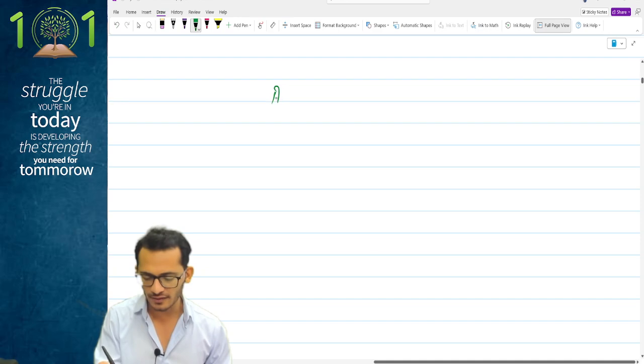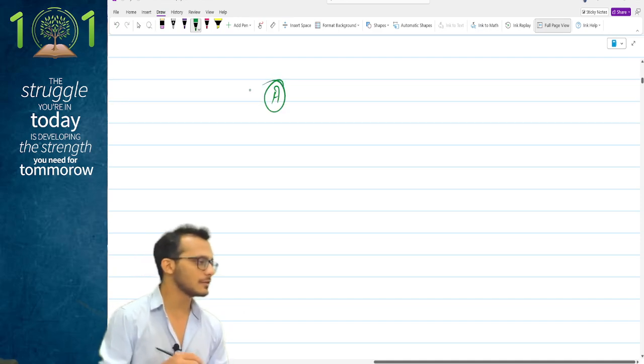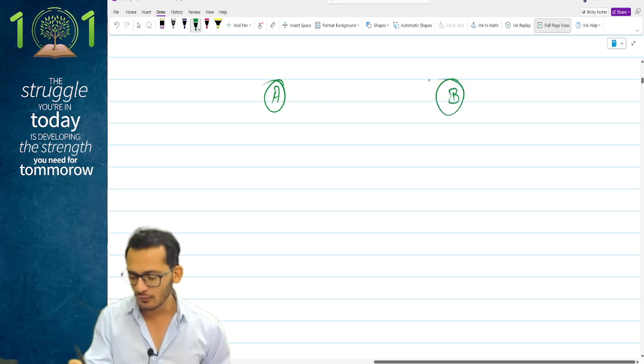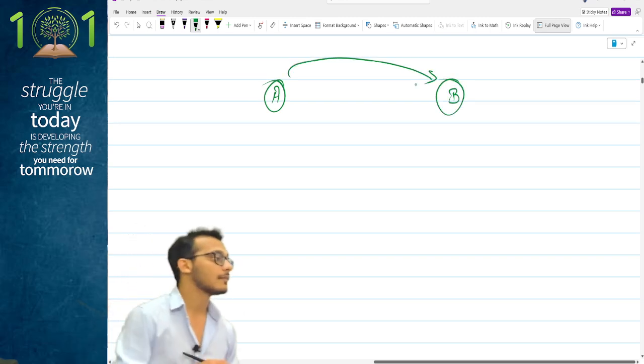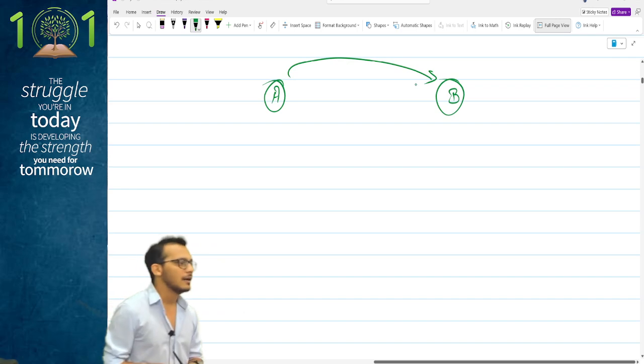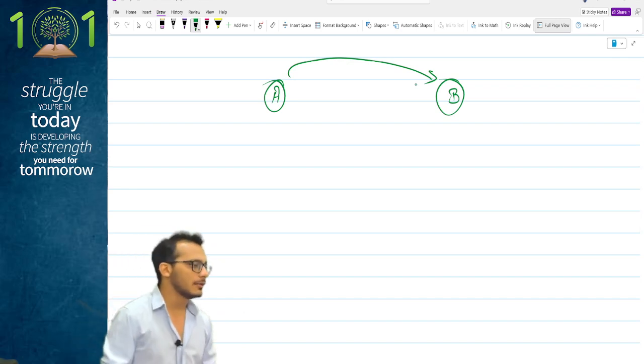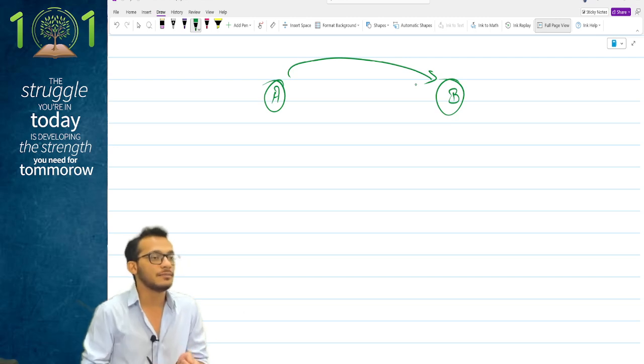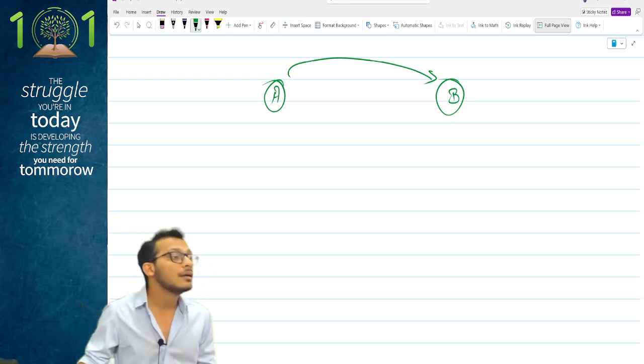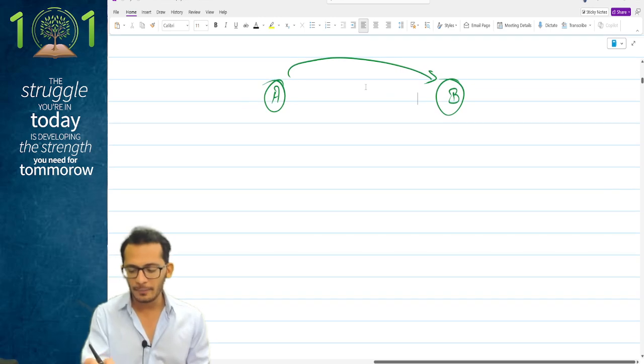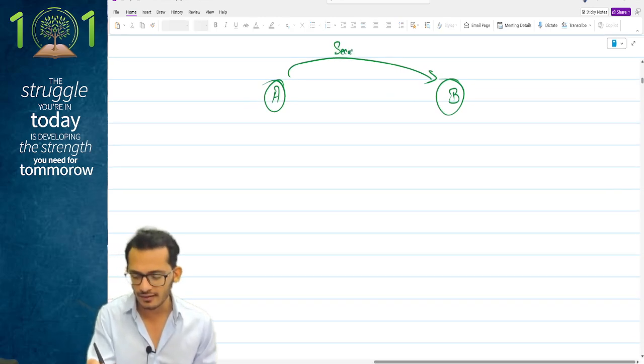What happened is there is a person called A. He had taken a place on rent. Now obviously if you know a rental contract, every time you take a place on rent, you have to give a pre-deposit. So what happened is this person ended up giving something called a security deposit.